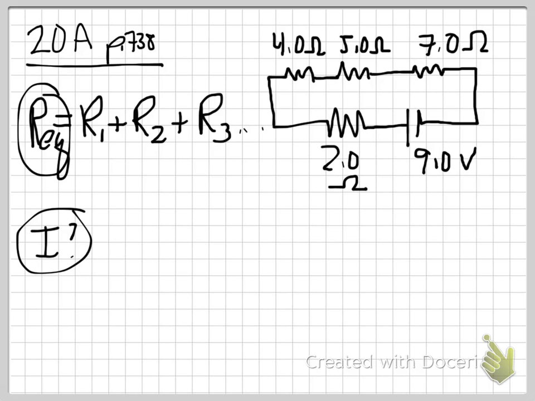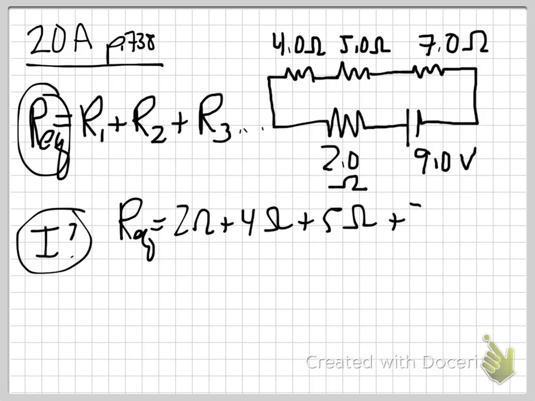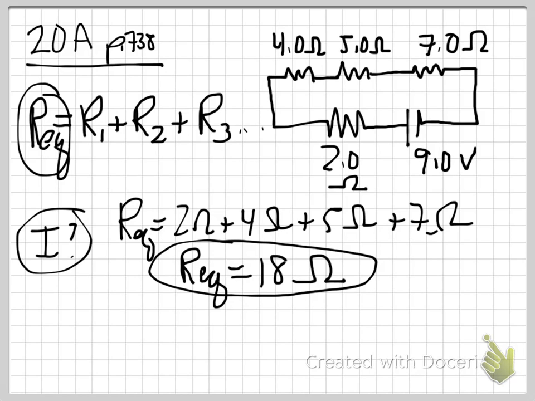So to find equivalent resistance, of course, this is easy. It's 2 ohms plus 4 ohms plus 5 ohms plus 7 ohms. This is a lot of resistance. So what's our equivalent resistance? Okay, so we get an equivalent resistance of 18 ohms. Fairly high resistance for a little tiny circuit.